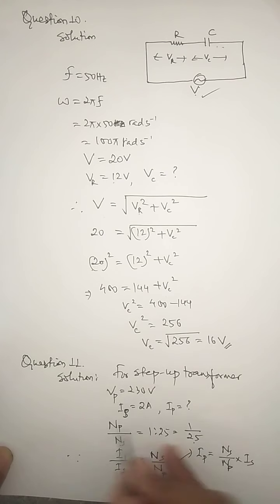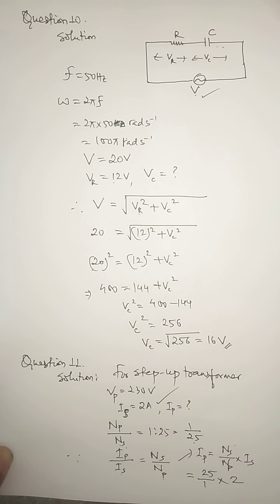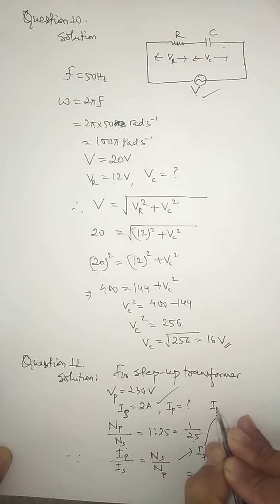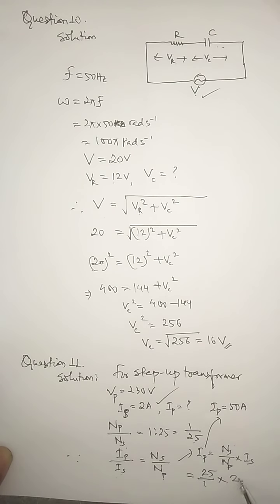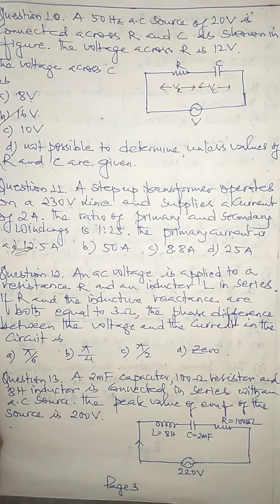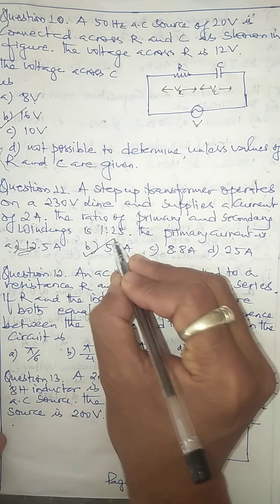So this ratio is just the reciprocal. NP by NS is 1/25, which means NS by NP is 25/1. So I write 25/1 into IS, and the current through the secondary coil is how much? 2. So finally the value will be 25 into 2, which means IP equals 50, and the unit is ampere. So 25 into 2 means 50 ampere, and that is the current through the primary coil. So children, you can see the correct option of question number 11 is 50 amperes, option number B.